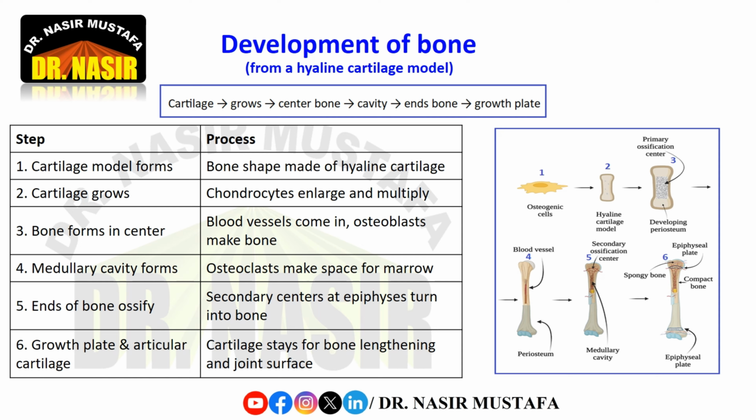Secondary ossification centers subsequently develop at the epiphyses, replacing cartilage with bone. However, two important areas of cartilage remain. The growth plate allows the bone to increase in length during childhood and adolescence, while the articular cartilage covers the joint surfaces, reducing friction and absorbing shock throughout life.